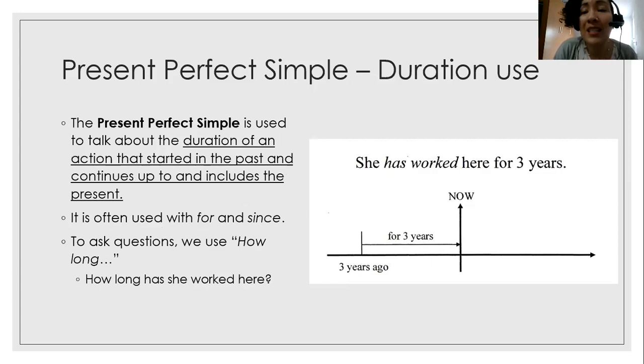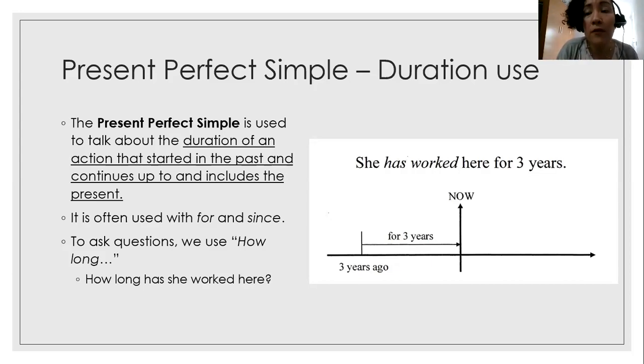The next use is duration use. Okay, duration means the amount of time that something has happened. So here is the example. She has worked here for 3 years. Okay, so we use this to talk about the duration of an action that started in the past and continues and includes the present, okay? So she has worked here for 3 years. We know that 3 years ago she started to work and she still works today, okay?